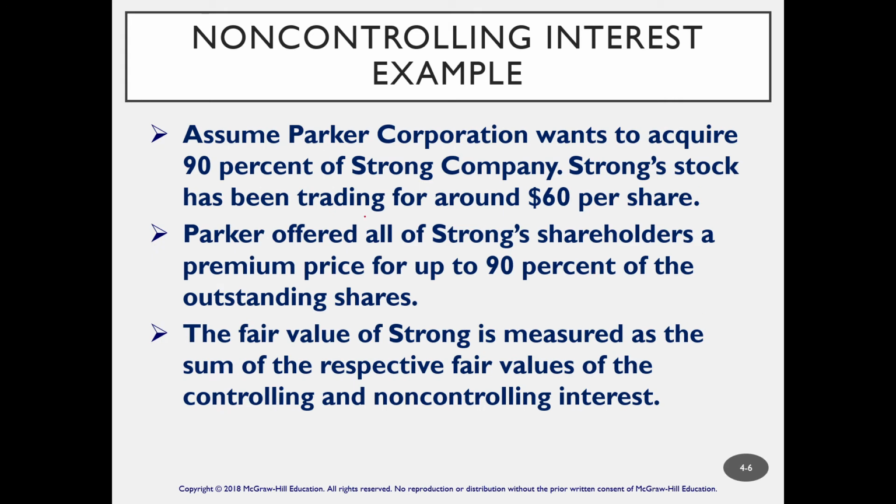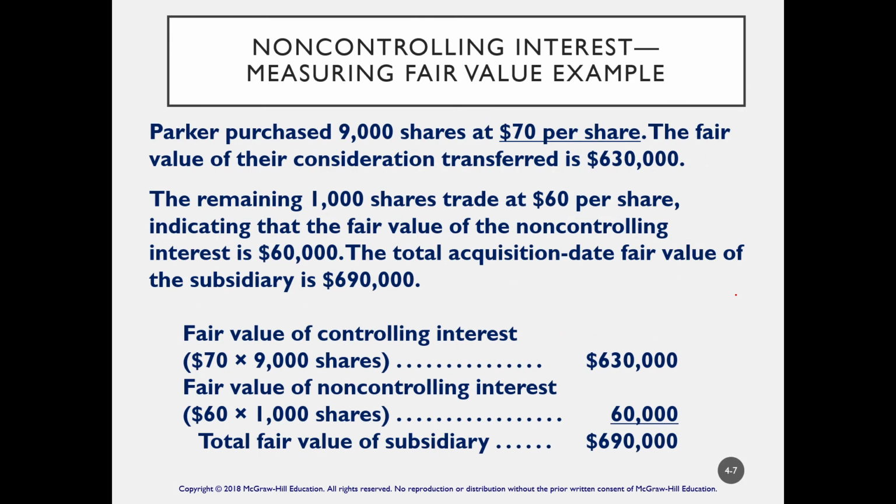So we have an example here. Parker Corporation wants to acquire 90% of Strong Company. Strong stock is currently trading at $60 per share, but Parker feels that this alliance with Strong is going to increase its value and is willing to pay more to acquire the stock. So they want to acquire a 90% interest in Strong Company. Parker purchased 9,000 shares, Strong had 10,000 shares, so that's 90%, and they're paying $70 per share. So the consideration transferred is $630,000.